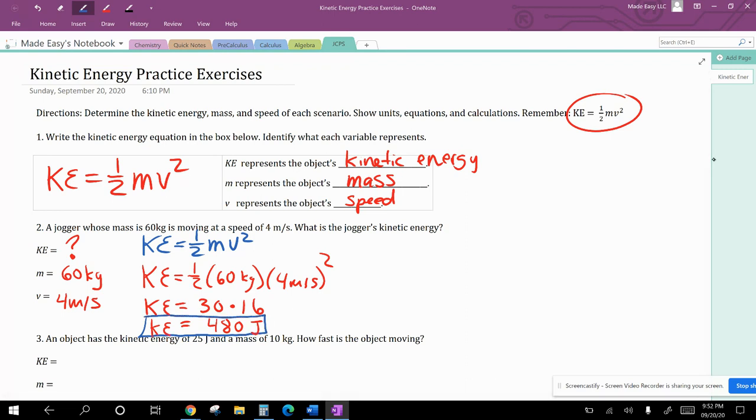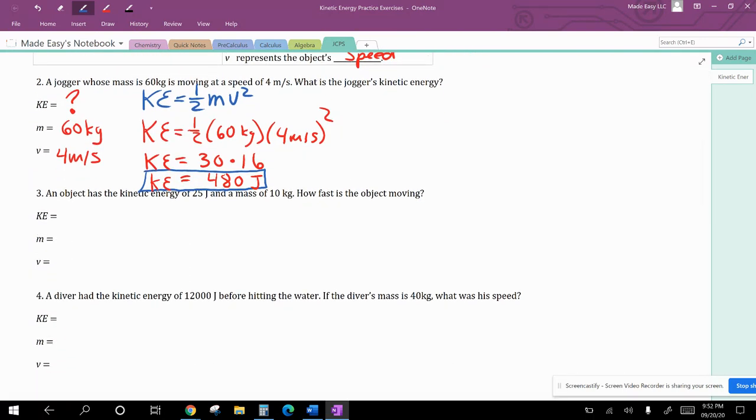Okay, scrolling down. An object has a kinetic energy of 25 joules and a mass of 10 kilograms. How fast is the object moving? Well, the kinetic energy is something that we are trying to calculate. No, take that back. Kinetic energy is 25 joules. Okay, that's what it says in the problem. The mass is 10 kilograms. And it asks how fast is the object moving, so that means that's something that we're going to have to calculate. So we got a question mark for our speed.